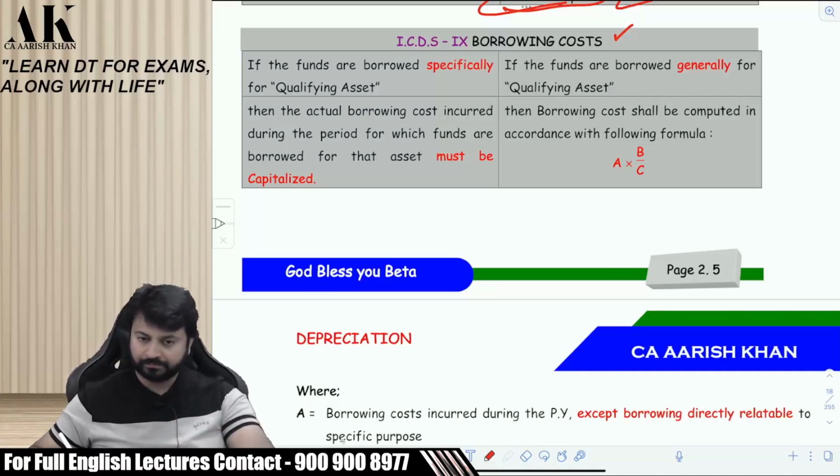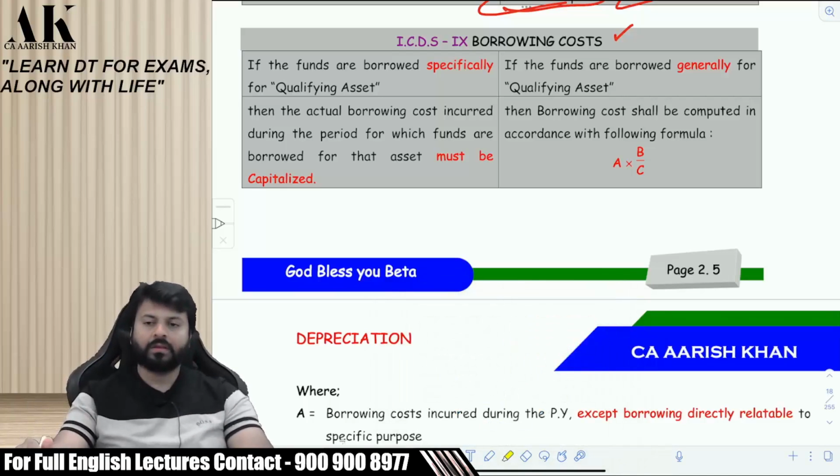Okay. Now, what is borrowing cost exactly? Borrowing cost means a loan or a similar cost. If you take a loan and incur interest on that loan, that interest will be called the cost of borrowing. Okay.